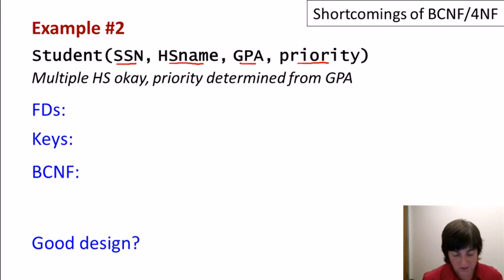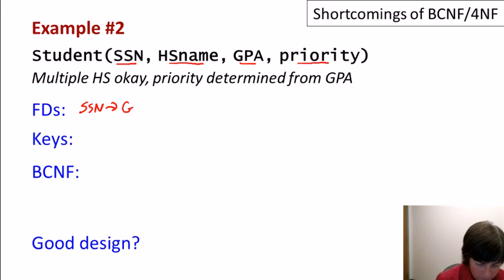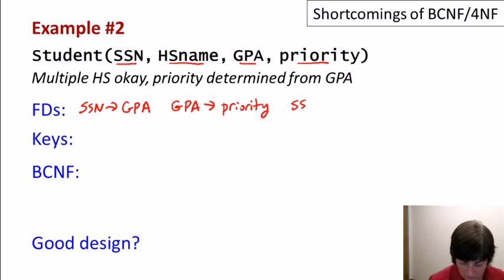And let's assume that students might attend multiple high schools and that the priority is determined from the GPA. So in that case, our functional dependencies are: social security number determines GPA. We're going to assume that students have one GPA. We'll have GPA determines priority. And by the way, using the transitivity rule, we also have social security number determines priority.